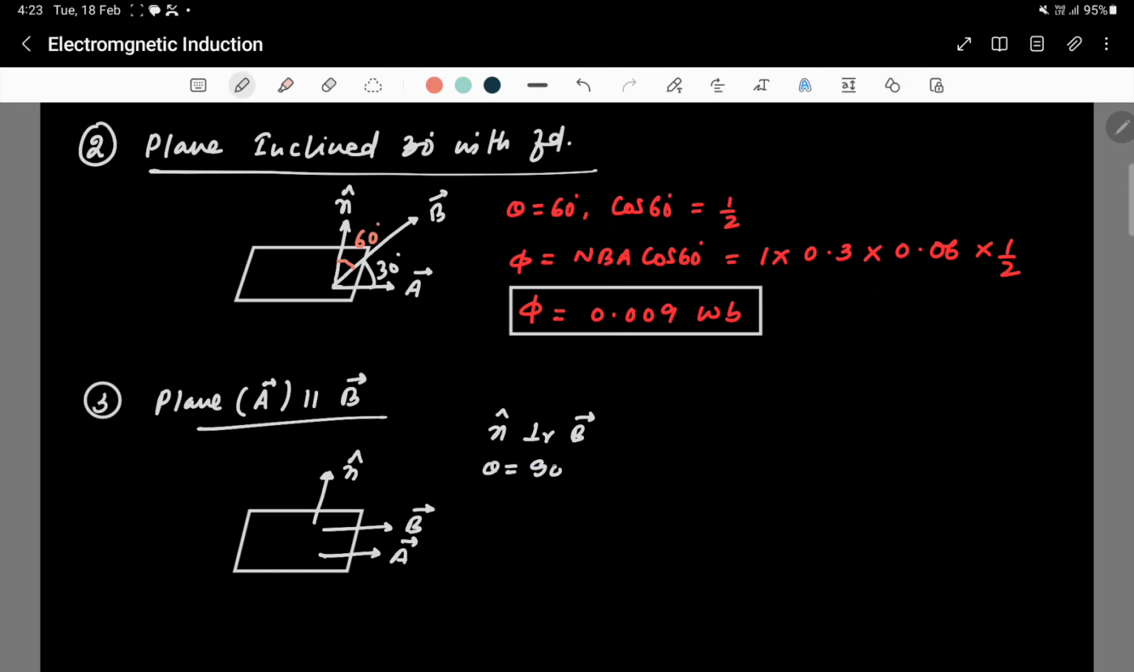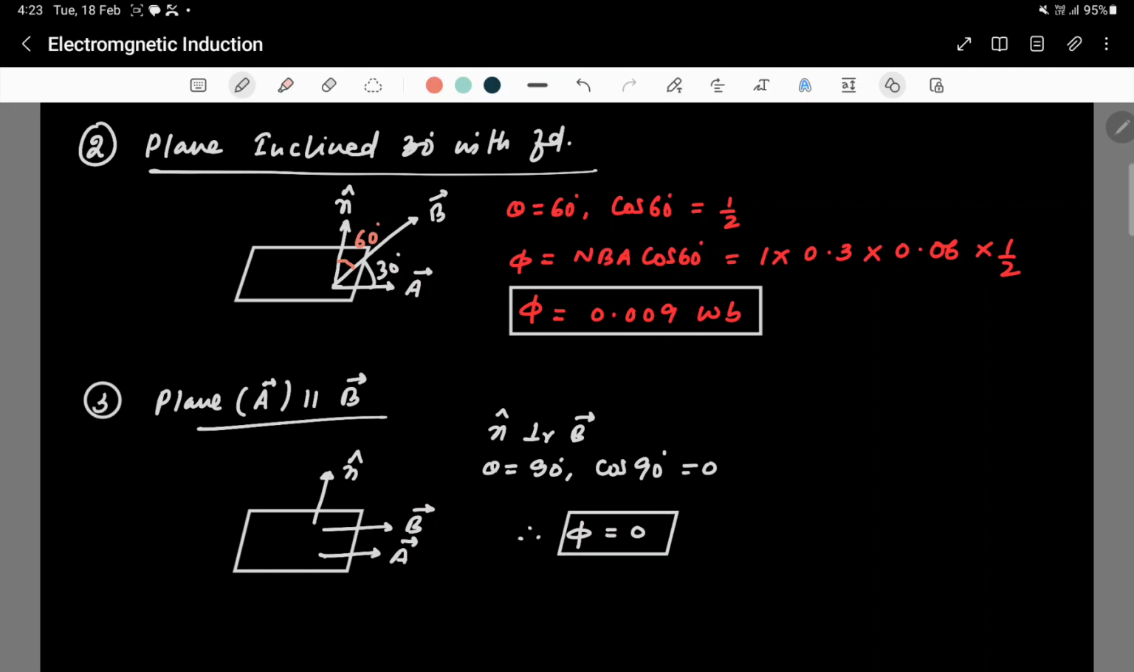So theta equals 90 degrees. Cos 90 is what here? 0. Yes, correct. Cos 90 is 0. Therefore flux equals 0. Understood? Yes, sir.